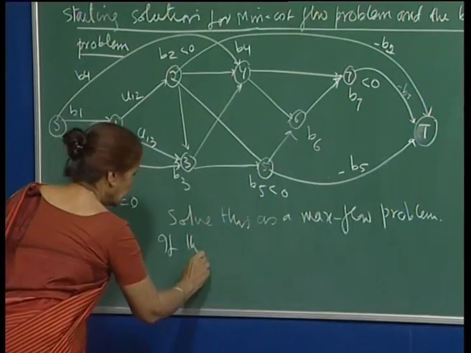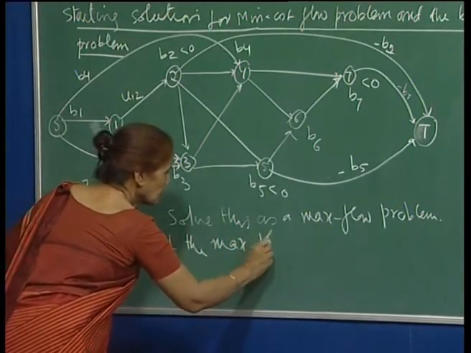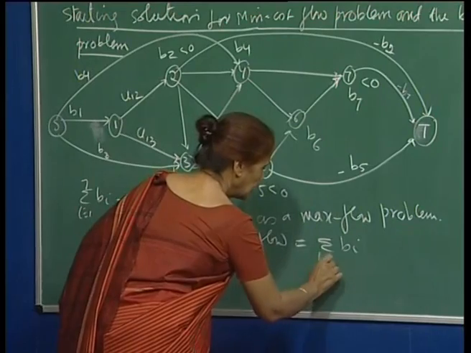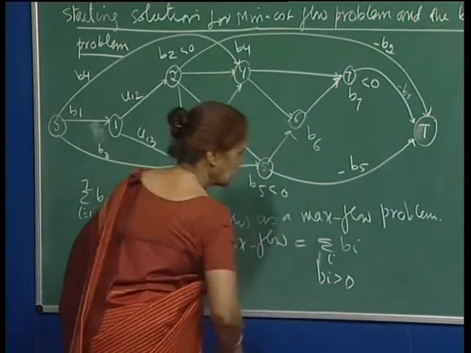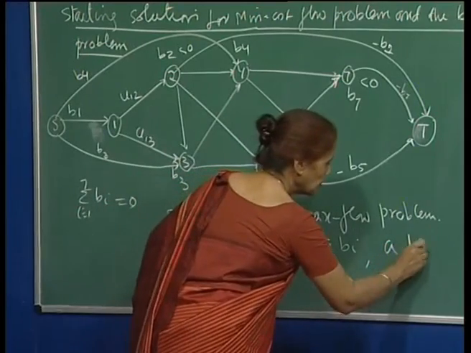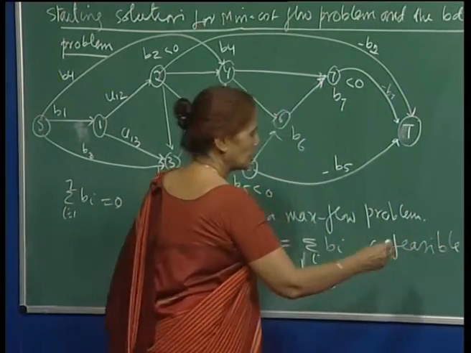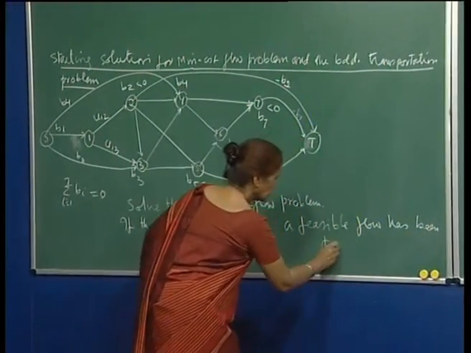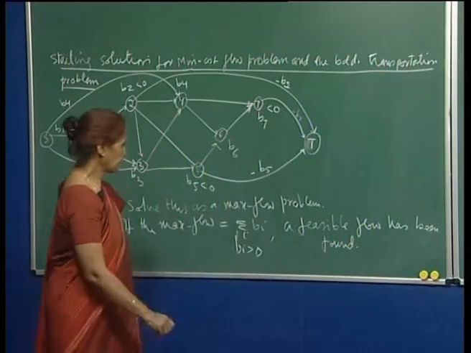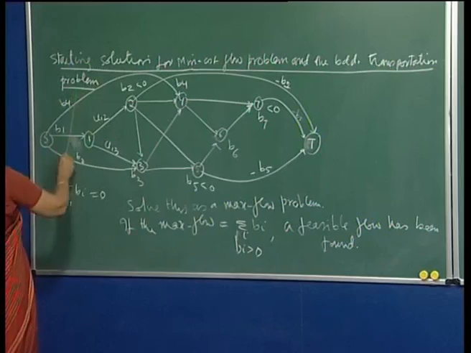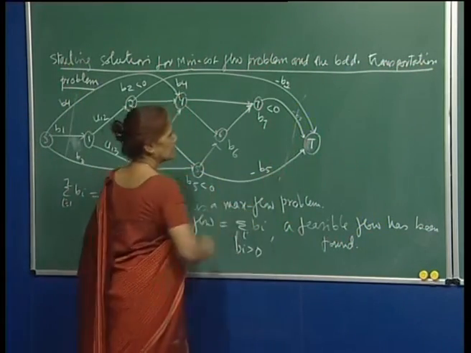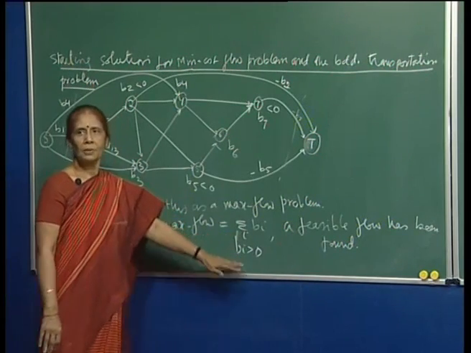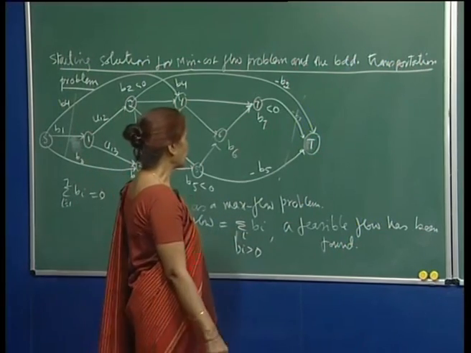If the max flow is equal to the summation of b_i, over i such that b_i is greater than 0, a feasible flow has been found. And you can see that the cut will either be this, or this, and both these cuts have the same capacity, which is equal to either the sum of the b_i's with b_i positive, or the sum of the b_i's with b_i less than 0.